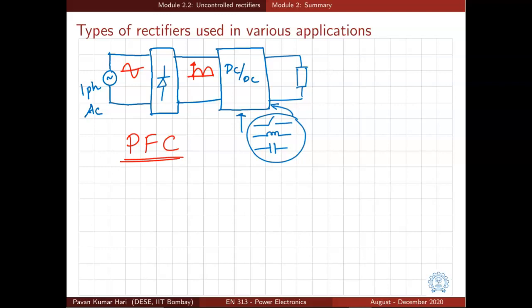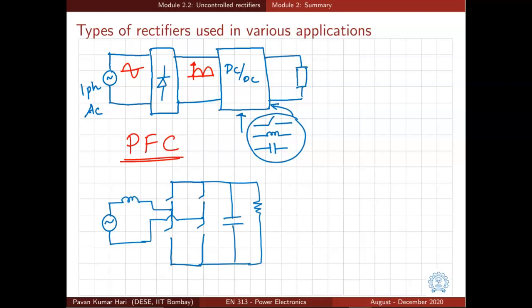A diode bridge with a power factor correction circuit will make sure that unity power factor current is drawn from the AC source. Additionally, a PFC circuit can also regulate the output voltage to be almost DC. So both objectives can be achieved. Output voltage being purely DC, almost DC, and input current being almost sinusoidal can be achieved by appropriately controlling this DC-DC converter.